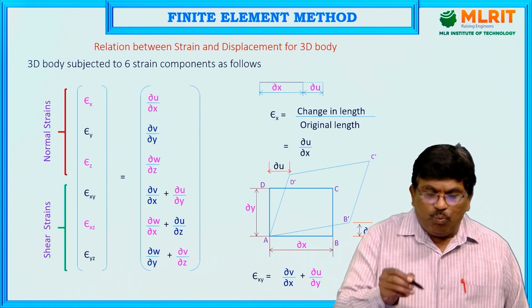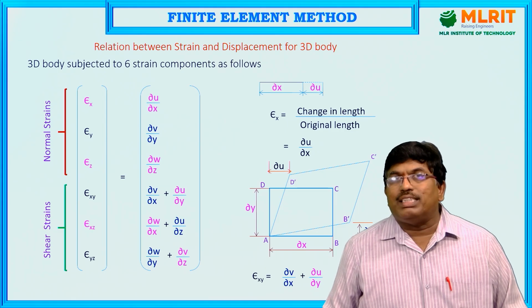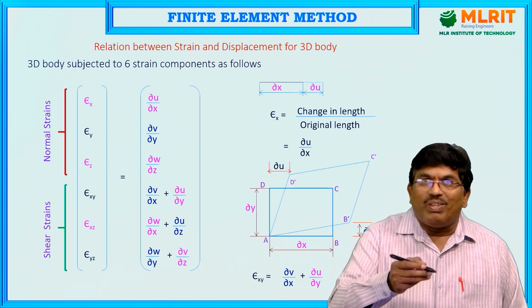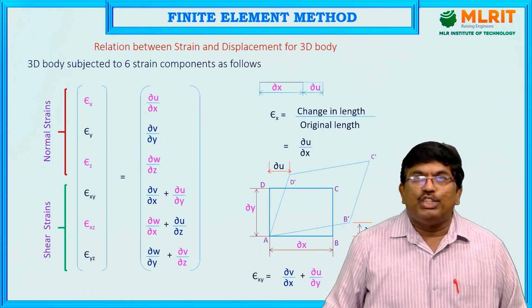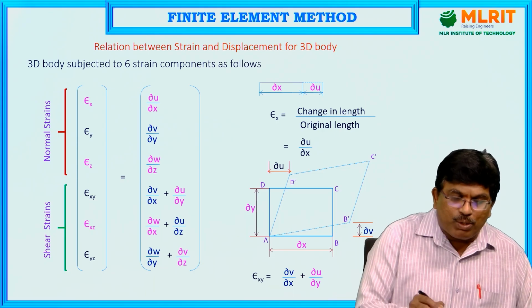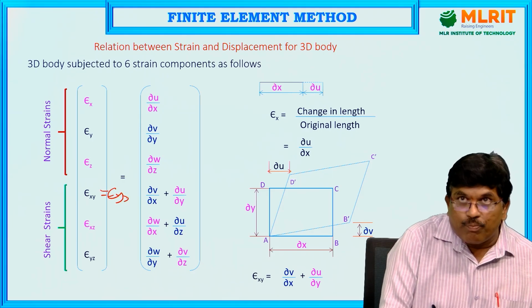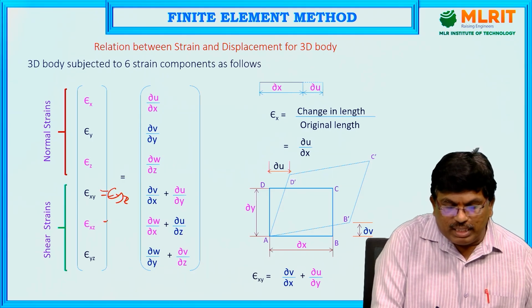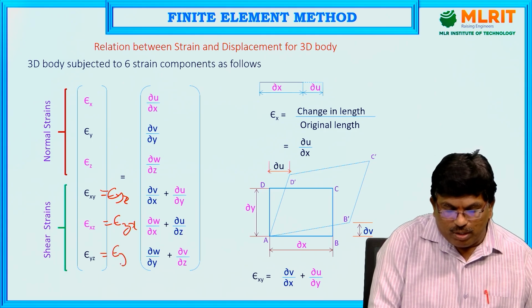So here u, v, w are the displacements in x, y, z directions respectively, and we have the 6 strain components. 3 are normal strains and 3 are shear strains. Here one more thing you have to remember is the shear strain epsilon xy is equal to epsilon yx, and similarly epsilon xz is equal to epsilon zx, and epsilon yz equal to epsilon zy.